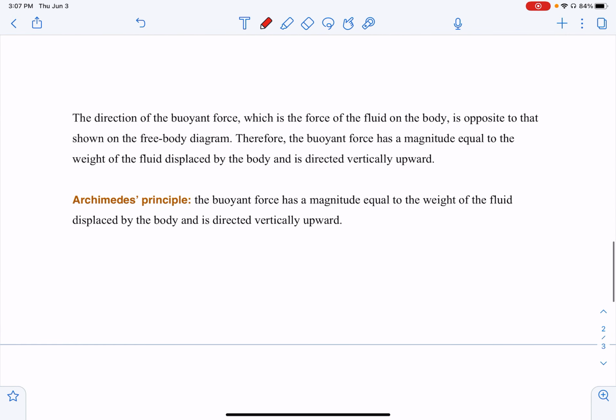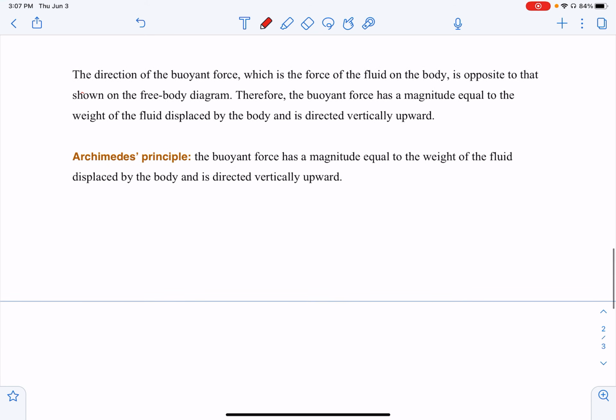And yeah, this is the thing that I just mentioned. The direction of the buoyancy force is such that the body should go out of the fluid. And the next thing that I wanted to talk about is the Archimedes principle, which says that the buoyancy force has a magnitude equal to the weight of the fluid displaced by the body, and is directed vertically upward. This is what I just said.